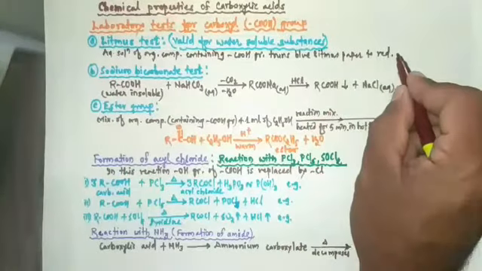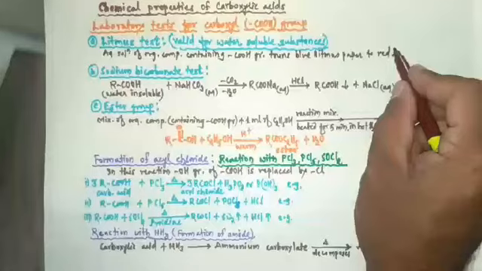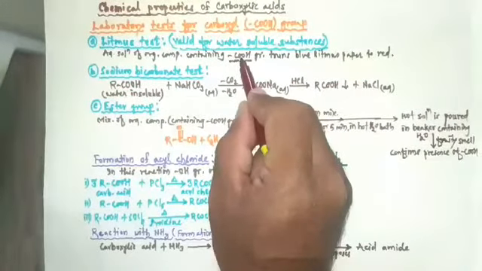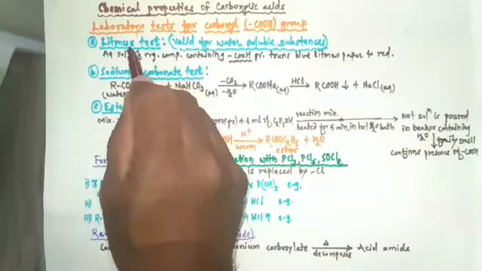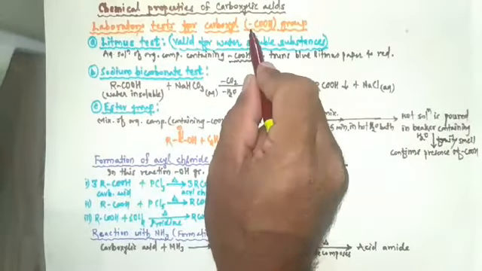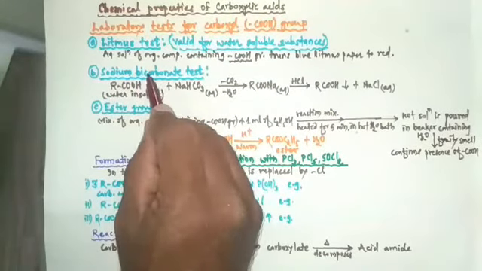So this test indicates the presence of a COOH group in an organic compound. By using the litmus test we can determine the presence of the carboxyl group. Then the second laboratory test is the sodium bicarbonate test.